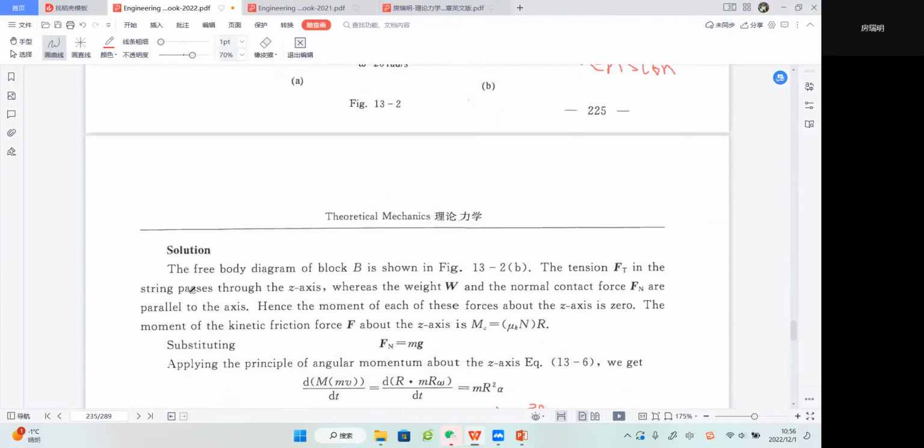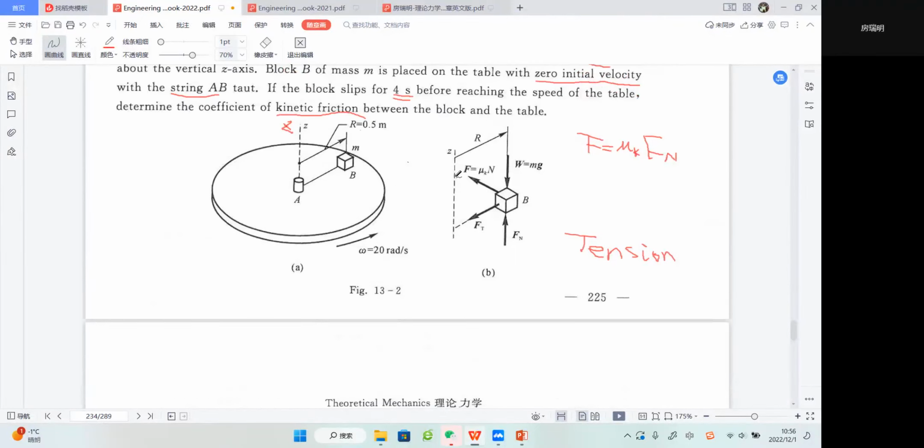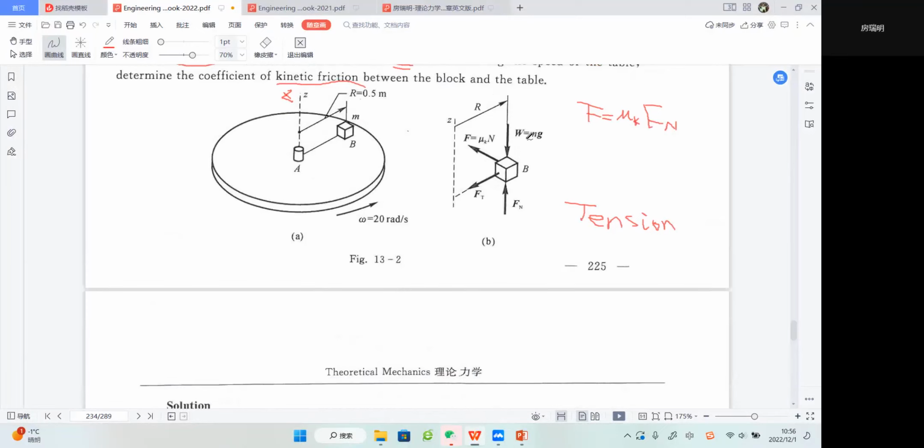And the tension Ft in the string passes through the z-axis, so the action line of Ft will intersect the z-axis. That means this force will never have a moment about the axis z, right? And you can find W equals mg and Fn. These two forces are directed parallel to the z-axis, so these two forces also have zero moment about axis Z, right?